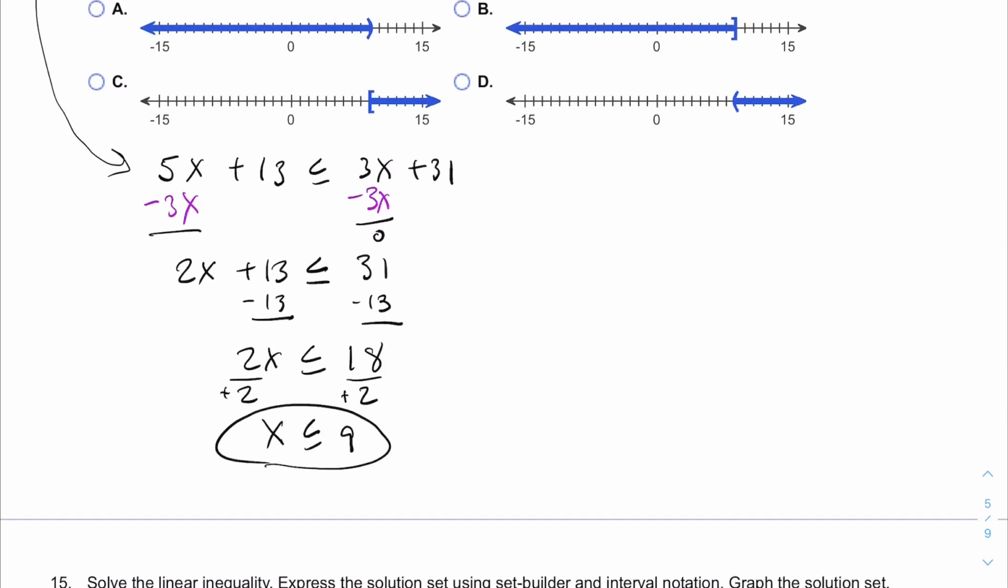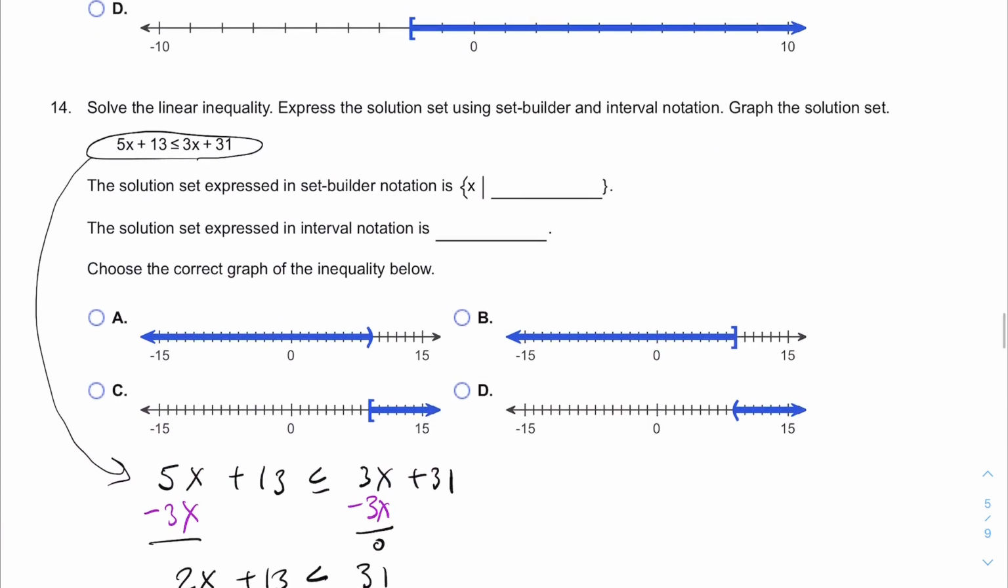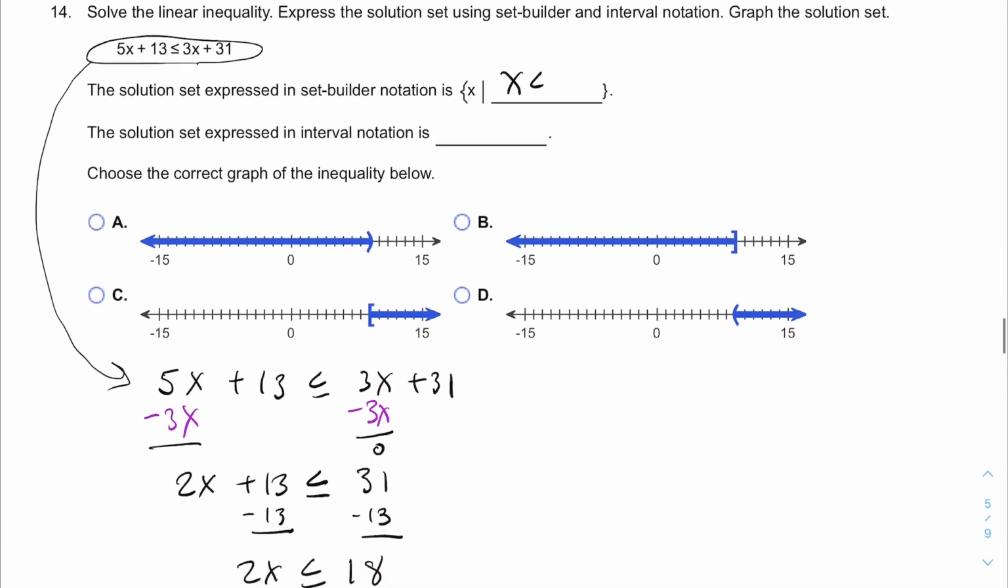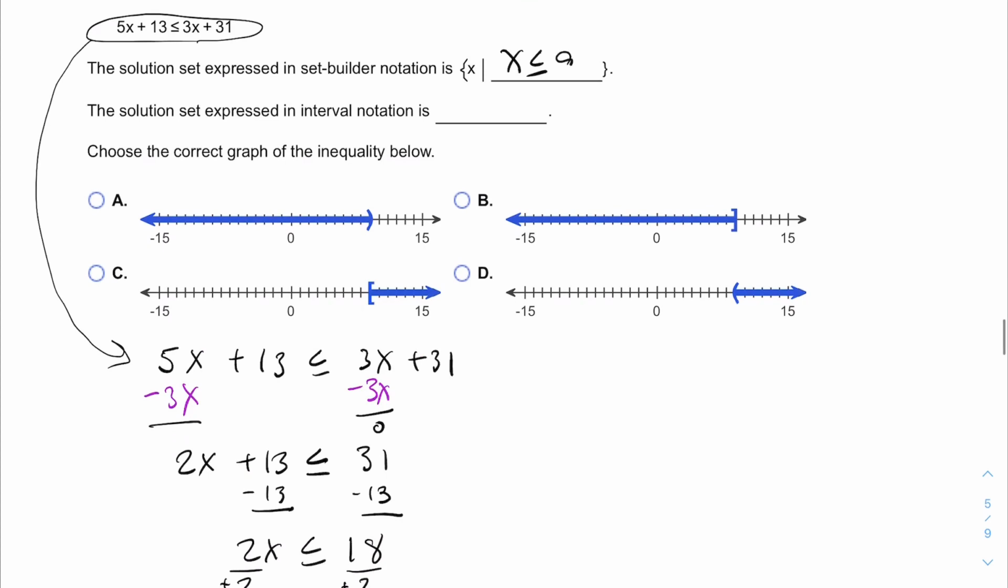There's our answer. We go back up here. x is less than or equal to 9. And the proper way to say this is the set of all x's such that x is less than or equal to 9. Interval notation.